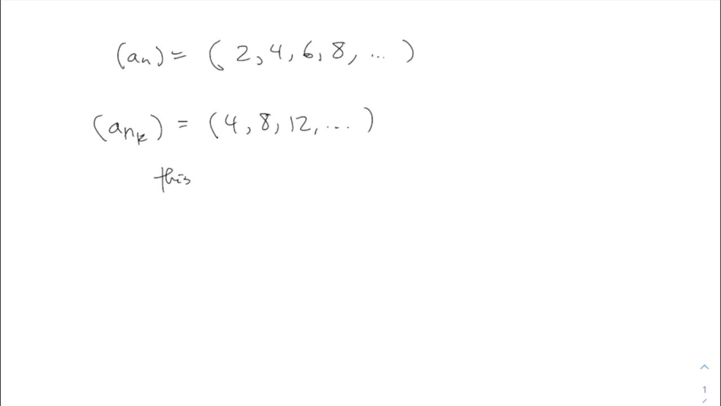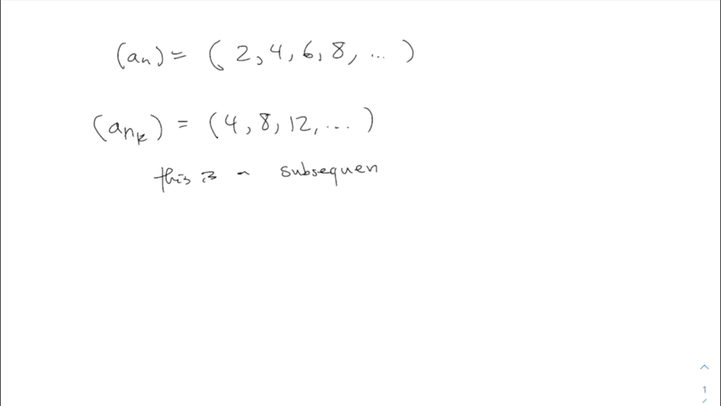So if I had something like a_n is maybe 2, 4, 6, 8, etc., then I could make a subsequence. Usually we write them with two subscripts. Like, how about I choose only the multiples of 4? This is a subsequence.